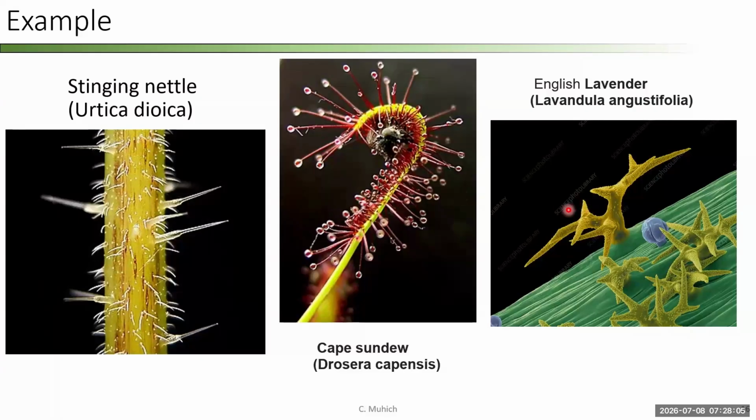And then, of course, we can have neither offensive nor defensive type mechanisms, shown here for our English lavender. This is an example of a branching trichome rather than these straight trichomes. So these branching structures can also be called dendritic formations. And this is where the lovely smell of lavender is coming from.